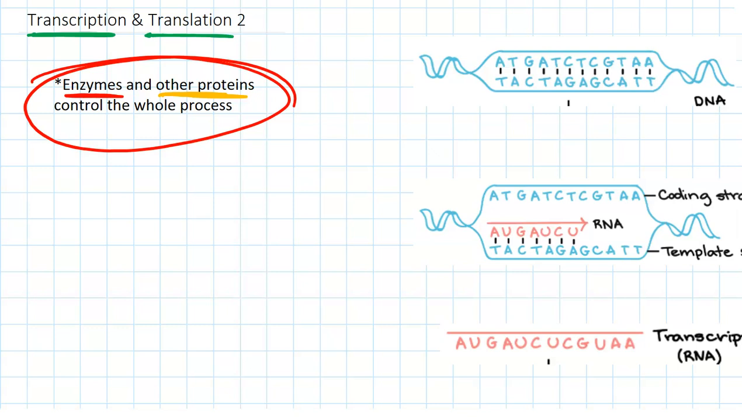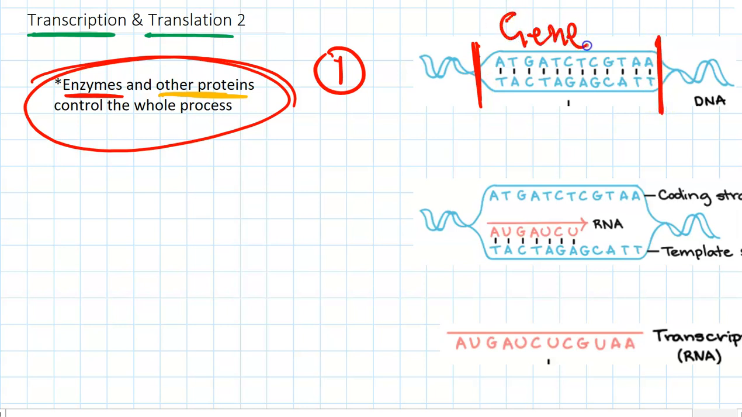Okay, so the first thing we'll look at is right back at the DNA in the nucleus. So here is one gene. This region here is our gene. And remember, the gene is like the recipe. It's the instructions for making a protein.